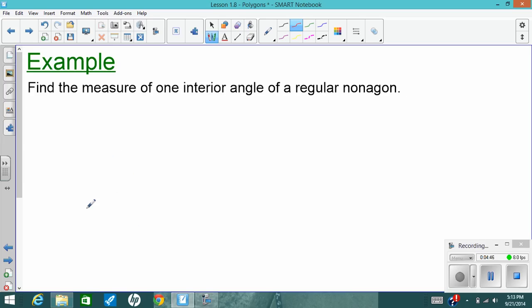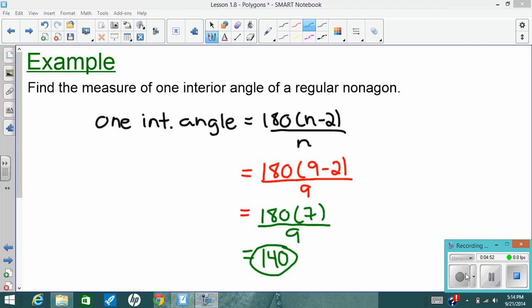So let's try using that formula and find the measure of one interior angle of a regular nonagon. If you knew that a nonagon had 9 sides and you plugged into the appropriate formula, like I did here, and you simplified correctly, you should get that one interior angle of a regular nonagon is 140 degrees.